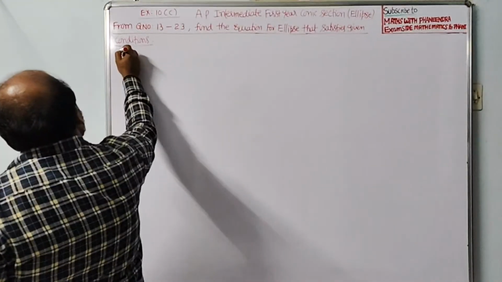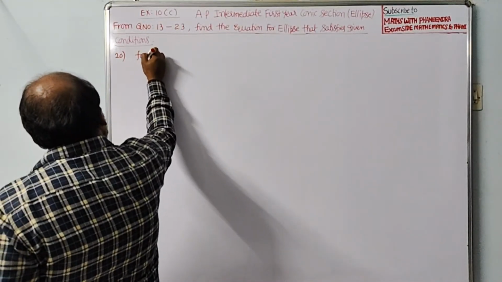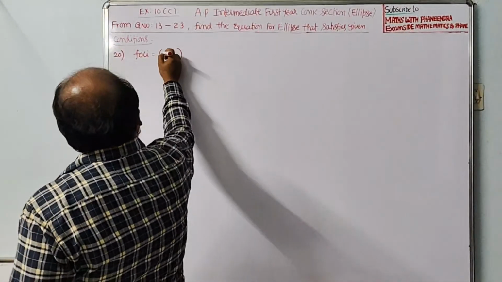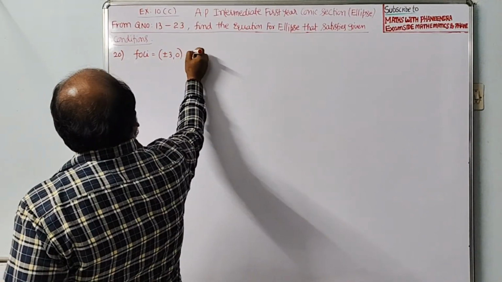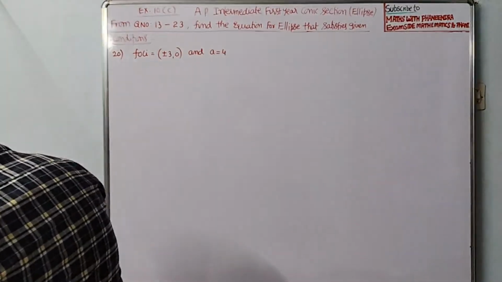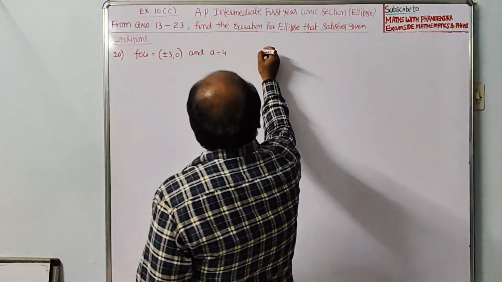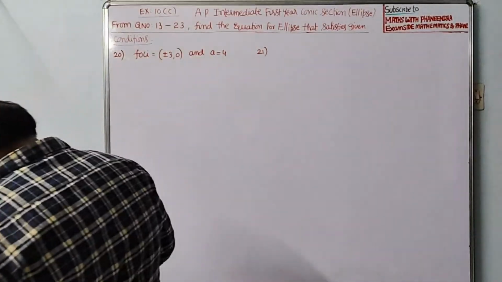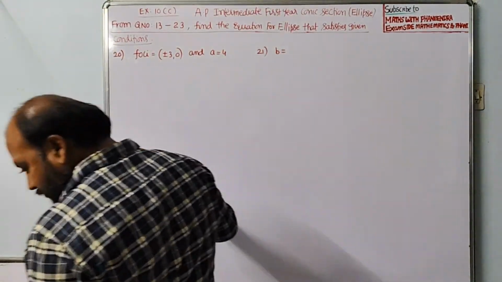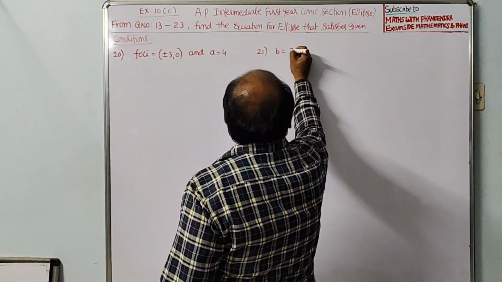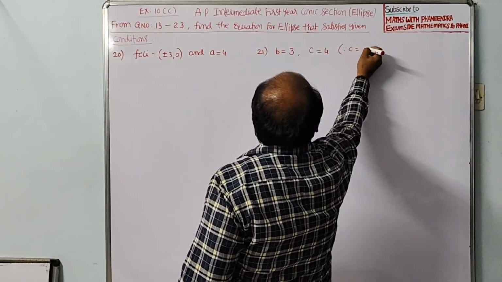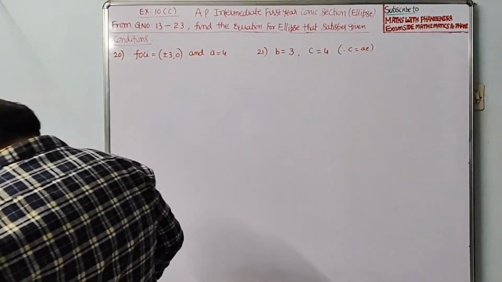Question number 20. Foci coordinates are plus or minus 3 comma 0 and A is equal to 4. In question number 21, B is equal to 3, C is equal to 4. C in the sense AE, dear students, according to the textbook.